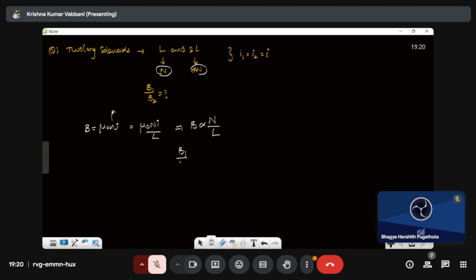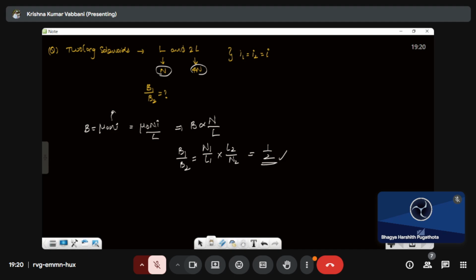So V1 by V2 is equal to N1 by L1 into L2 by N. So you can substitute the values and you get the answer. So 1 by 2. So the basic formula is the remaining formula.